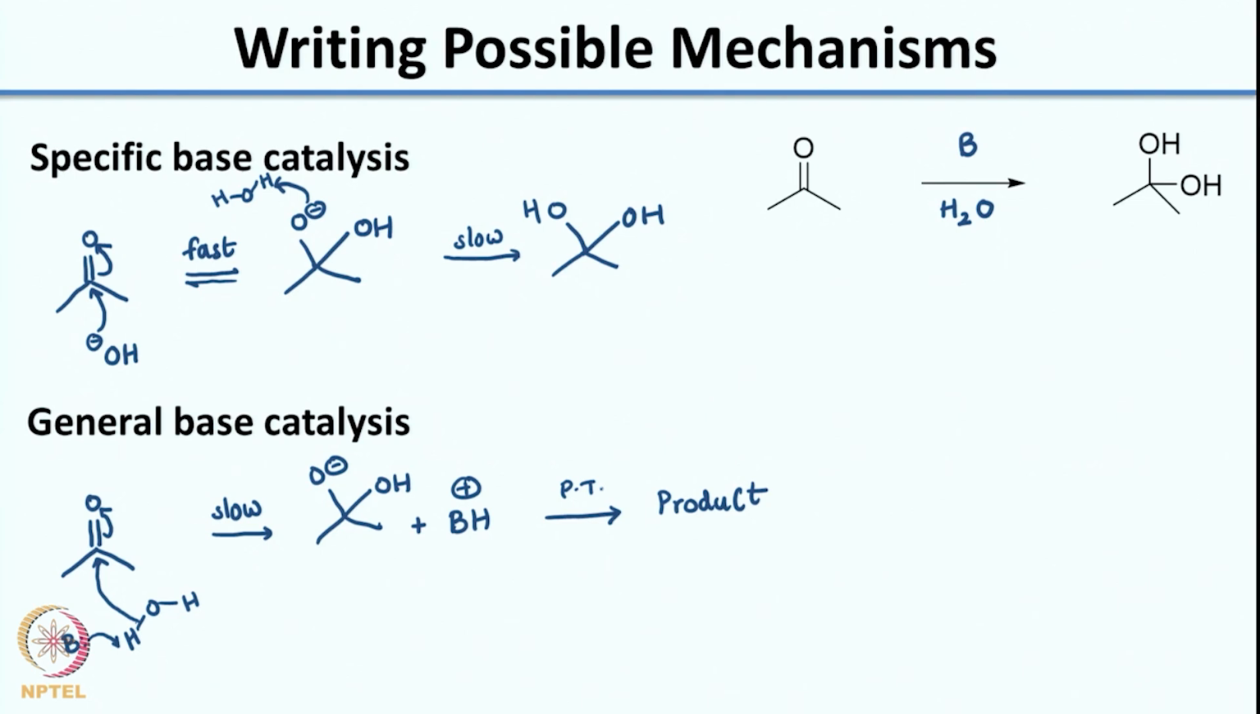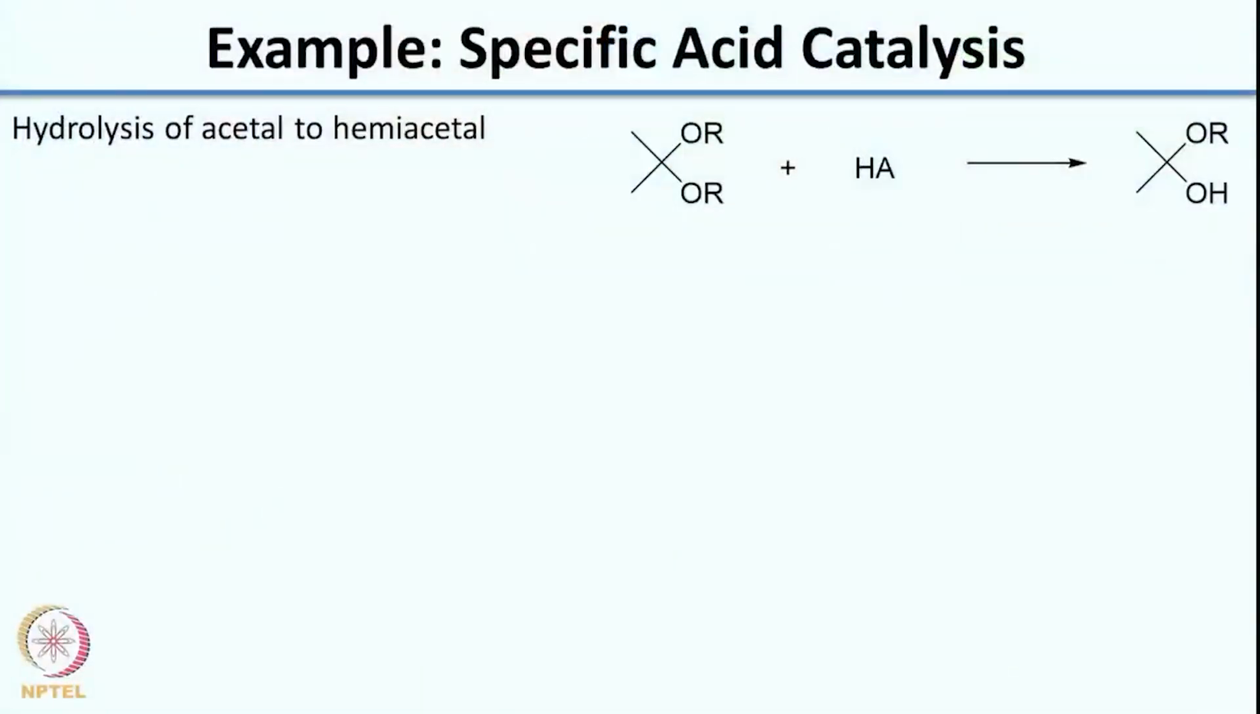Now, let us look at specific examples. Okay, there are too many terms "specific" coming here. Now, I mean the English word specific, not specific acid. Let us look at hydrolysis of acetal to hemiacetal, and let us look at this specific example of specific acid catalysis. So, here you have the acetal being hydrolyzed to a hemiacetal. Now I want you to write possible mechanisms for specific acid catalysis.